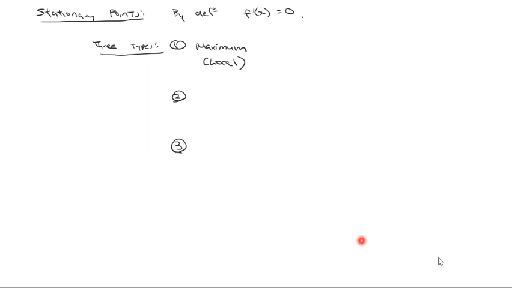Paris, do you have a second one? Minimum. And a third one? The one that's quite a bit of a mouthful is called a horizontal point of inflection. We'll talk more about them today, hopefully.